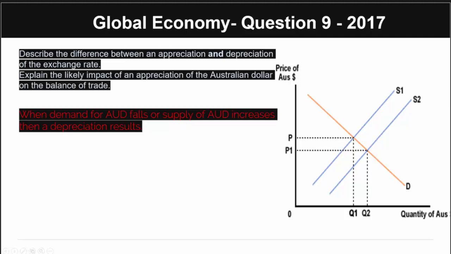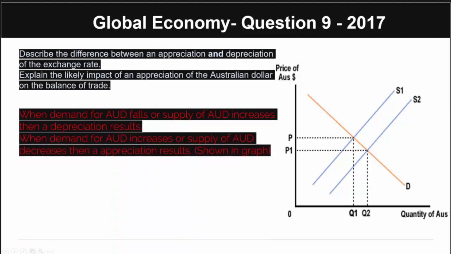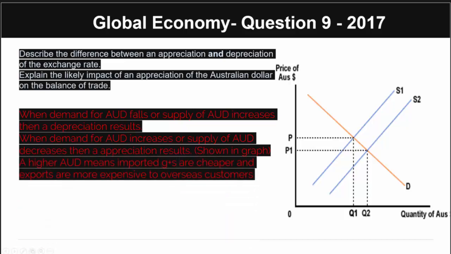So this can happen either when the demand for the Australian dollar falls, or the supply of the Australian dollar increases, and as I've shown here, that will result in a depreciation at a lower depreciation rate of P1. What happens when the demand increases? Then if the opposite occurs, then we've got an appreciation occurring. So if you go from S2 to S1.